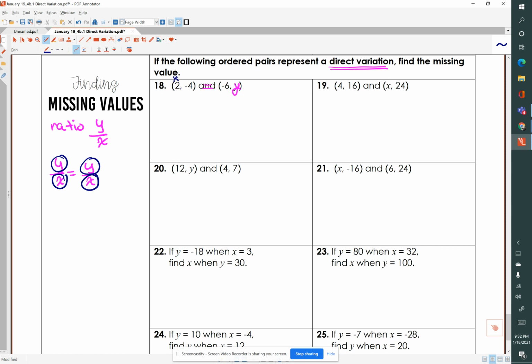So we have x, y, x, y. So -4 over 2 is equal to, now here's our missing y, over -6. So we just solve it using cross products. 2 times y equals -4 times -6. So 2y equals 24. We divide both sides by 2, and y equals 12.